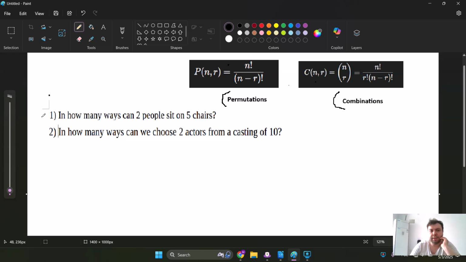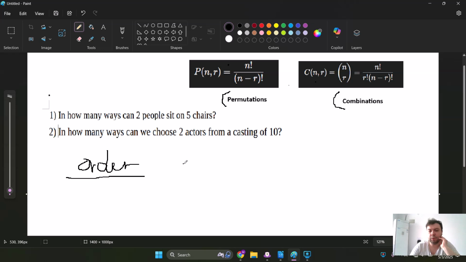So let's read the first exercise. In how many ways can two people sit on 5 chairs? So do we need permutations or combinations to calculate it? Let's draw. We need to ask ourselves a question: does order matter? Order in which we place these people on these 2 chairs.